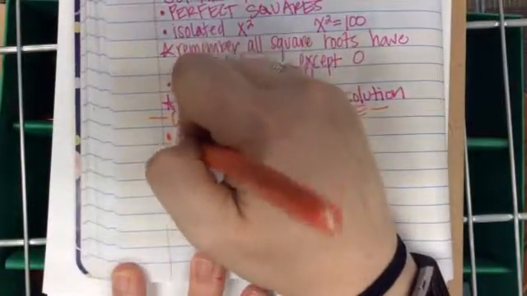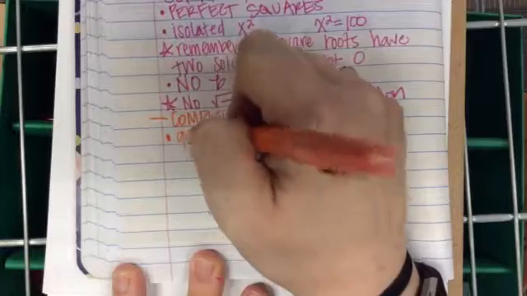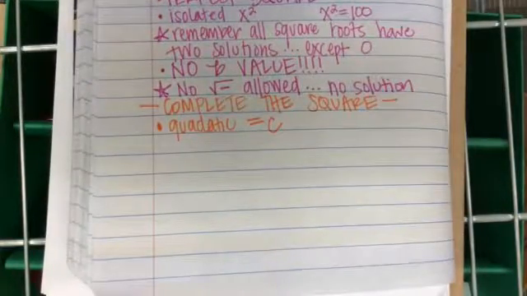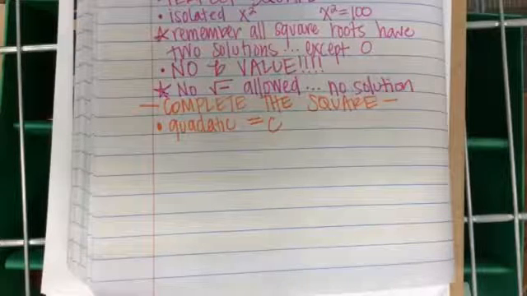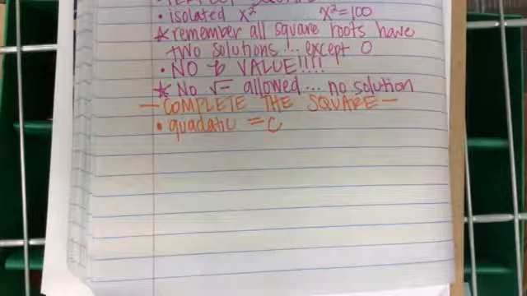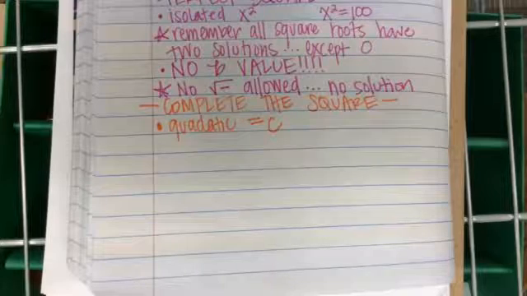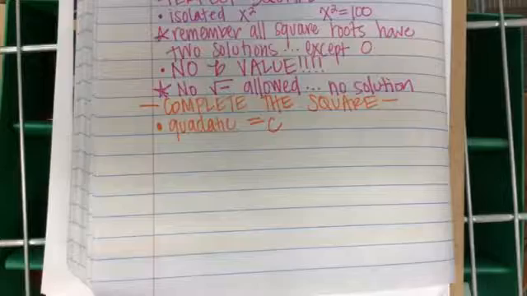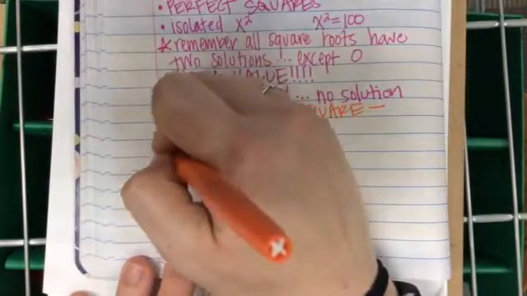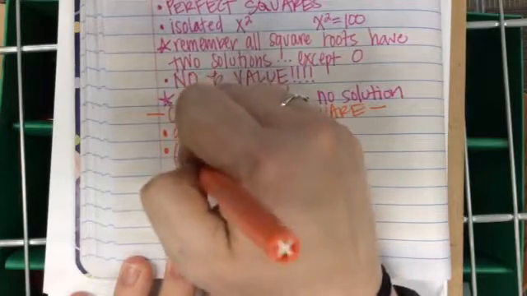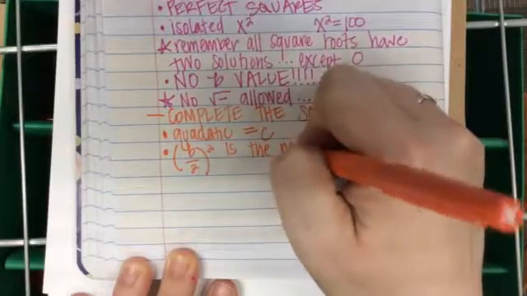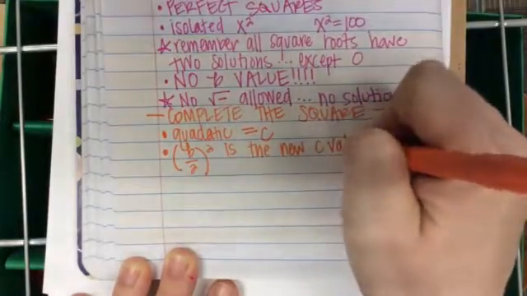If the quadratic equals C, complete the square. Or could you make it equal C and then complete the square? Yeah. Luis was right. He said B divided by 2 squared is the new C value.